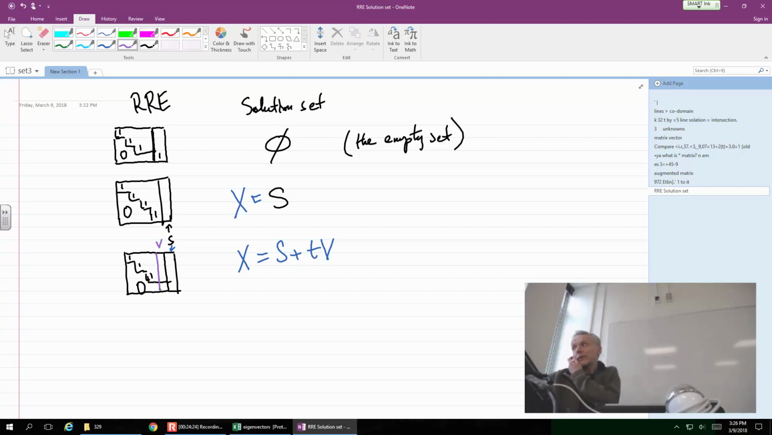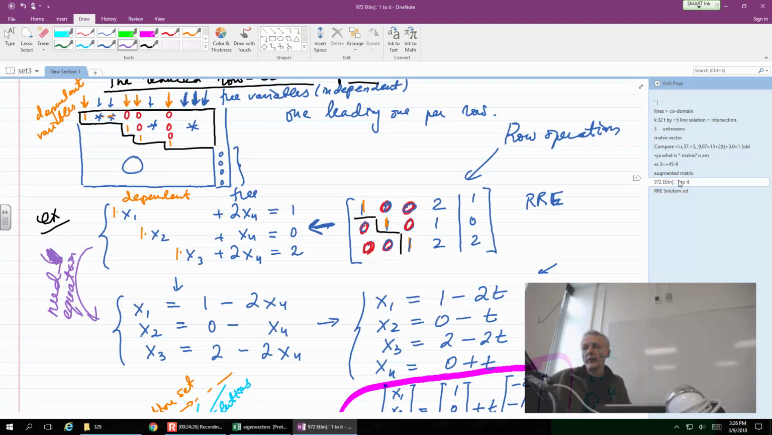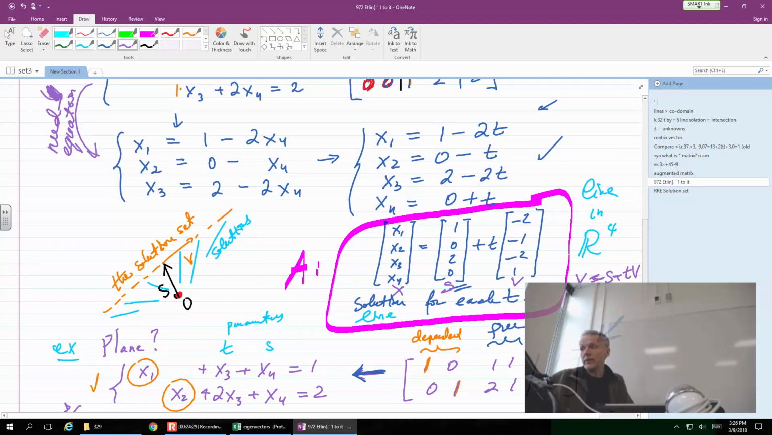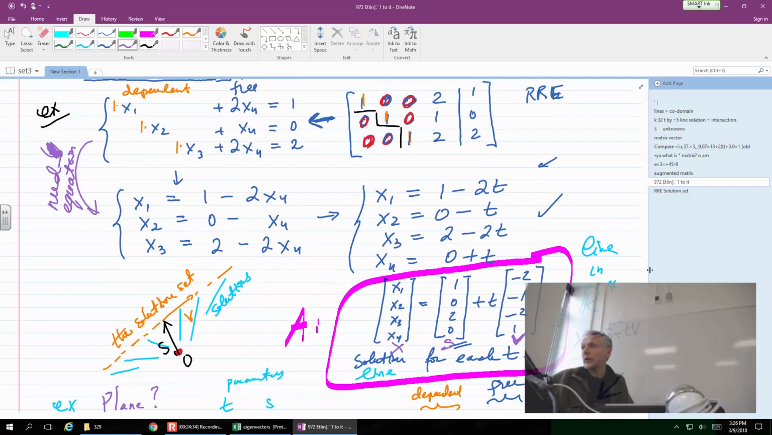Let me confirm that this is indeed the case. So this is the example I'm talking about. And where is my vector v? This is my vector v. See over here, where did it come from? It is -2, -1. It is indeed right here. This is my vector v with an extra 0.